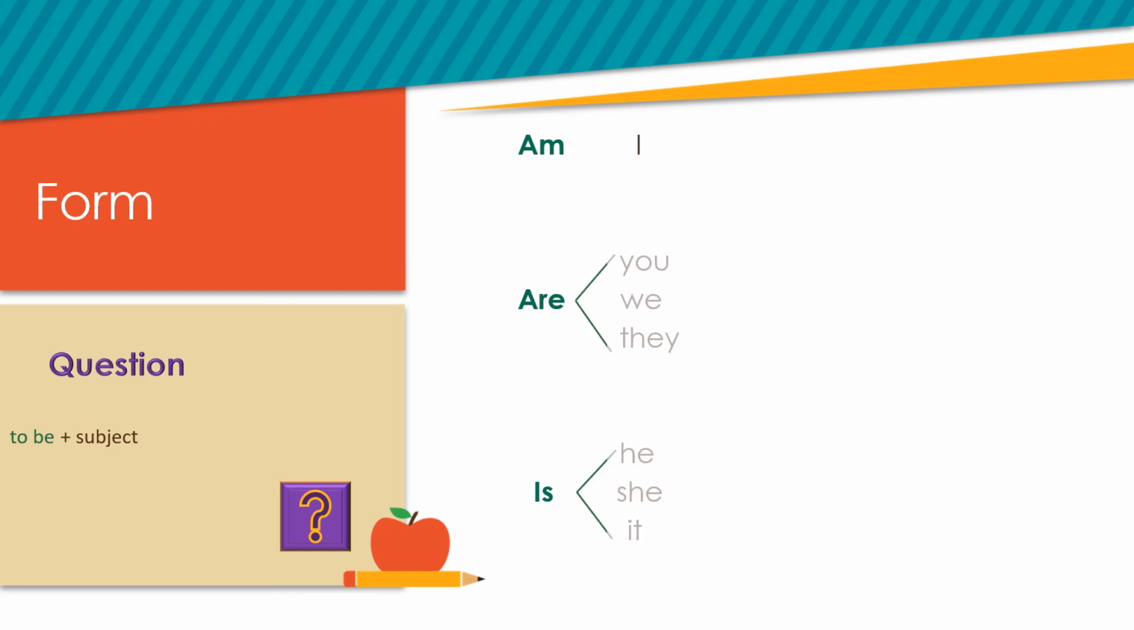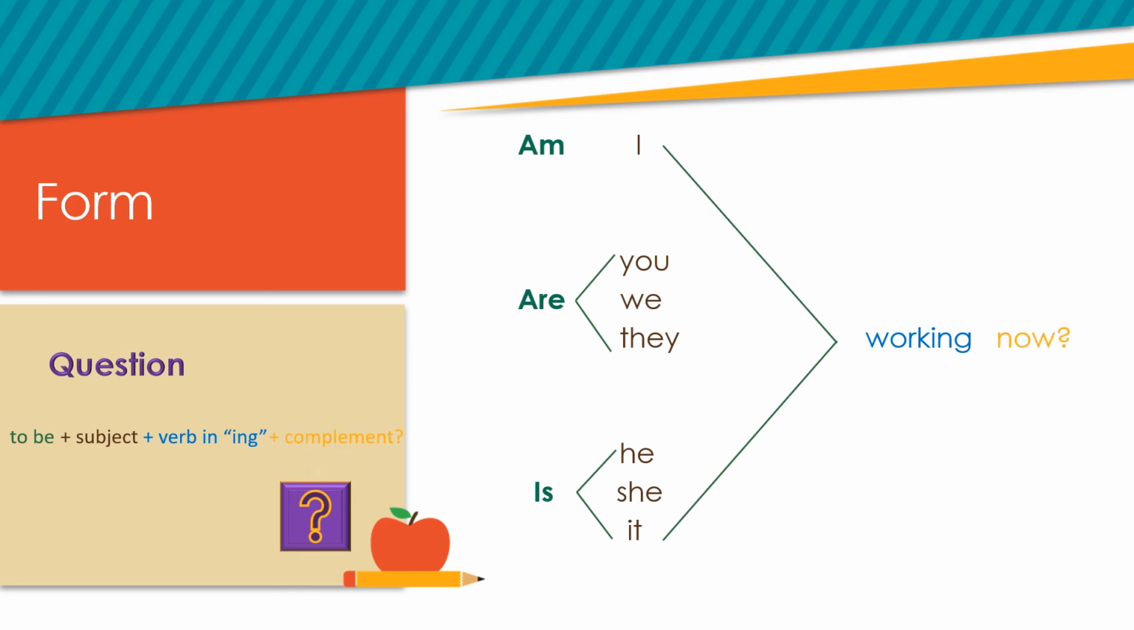Then the form in a question would be first the verb to be, are, is, then we have the subject, I, you, we, they, he, she, it, and then the main verb in ing, in this case, working, with the complement and the question mark. So you can ask a question like, are we working now? Or is it working now?